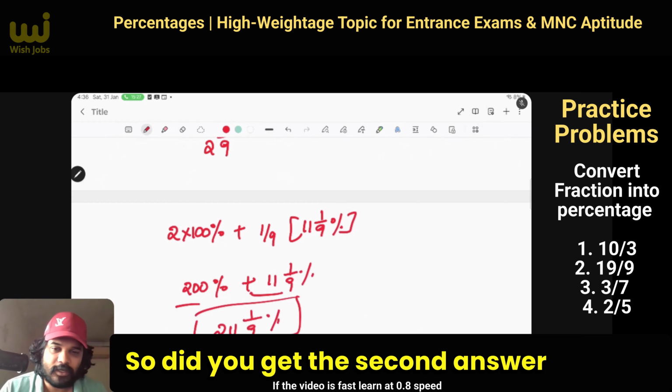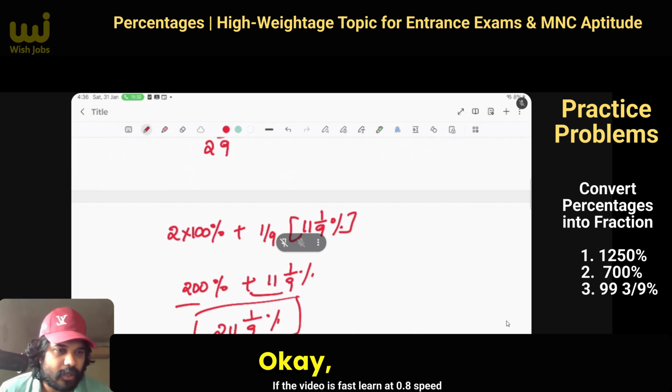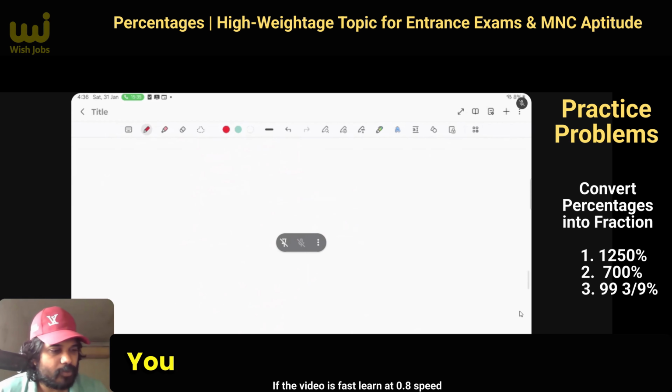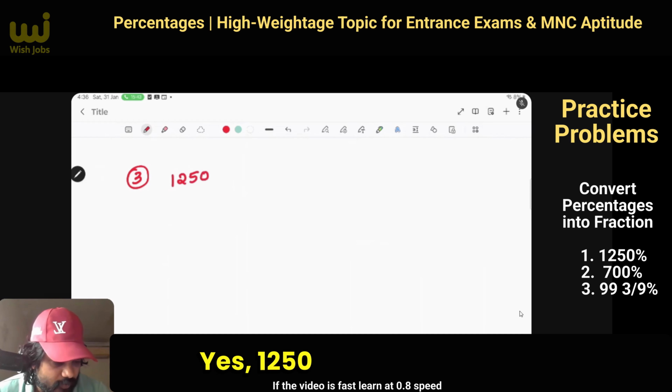So did you get the second answer as 211 1 by 9 percentage? Yeah, just solved it. Okay, great. So what is the third problem? You need to convert percentages into fraction. Percentage into fraction. What is the first number? 1250, right? Yes. 1250 percentage.